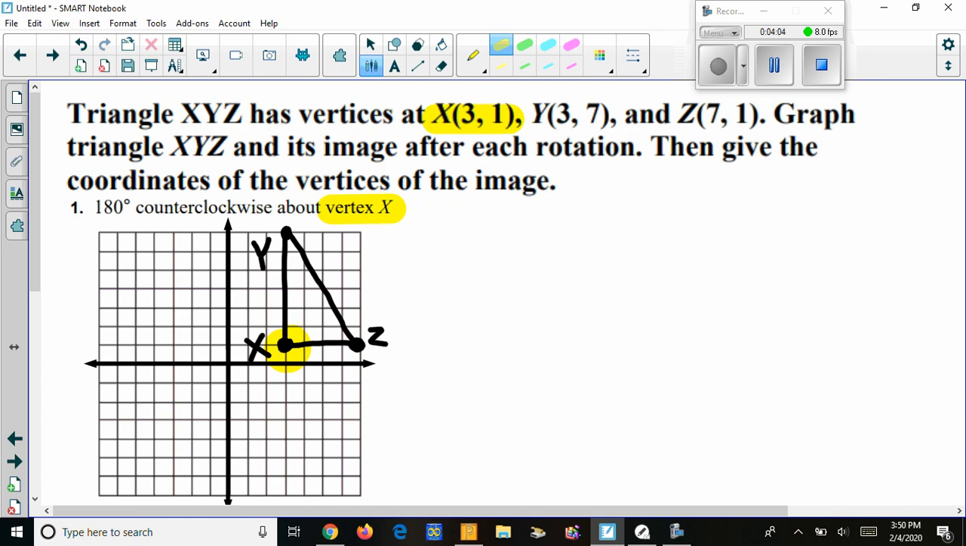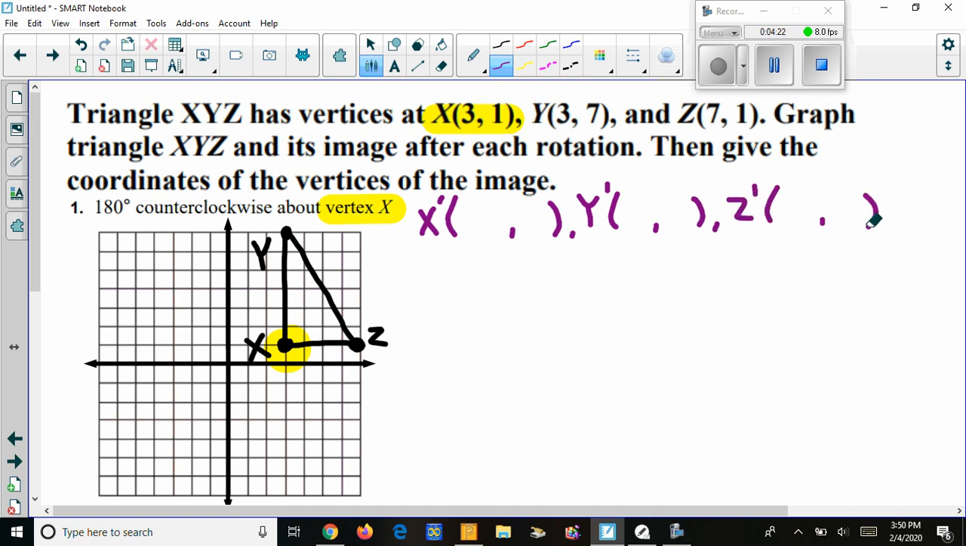We want to figure out where X prime will be, Y prime, and Z prime. To start, X prime will not be moving. X prime will just be the same point X is, because that is our pin. It is stuck there. It is nailed in place. We're just going to now spin it around that nail.